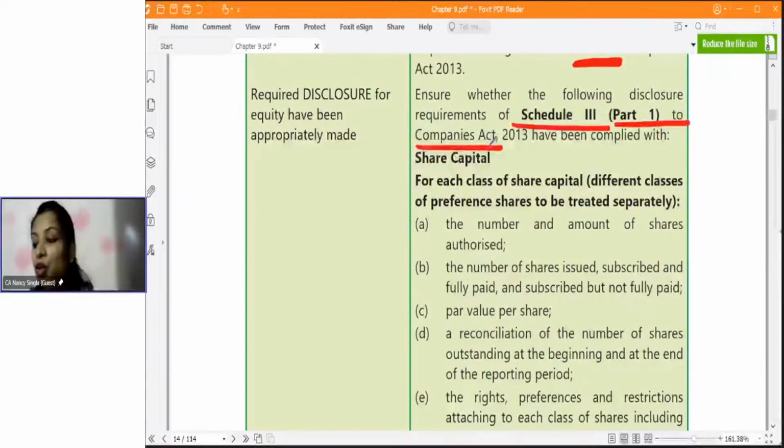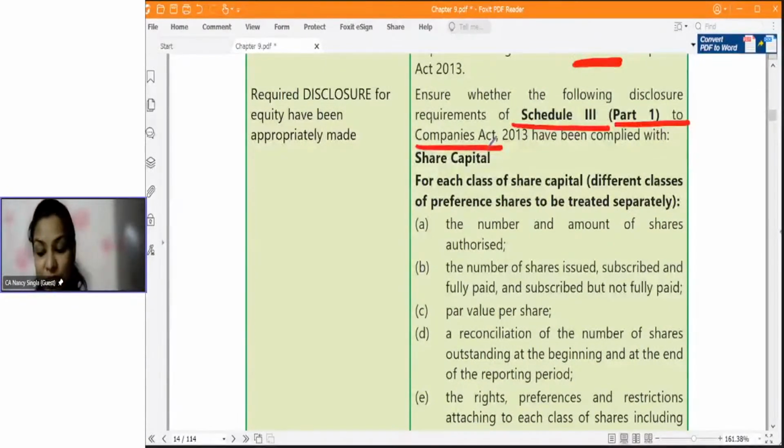ठीक है. So these are the various disclosure requirements. See, ये disclosure requirements किसके लिए applicable है? The company, the management, they need to disclose their share capital in the way it is required by Schedule 3, Part 1 to the Companies Act.